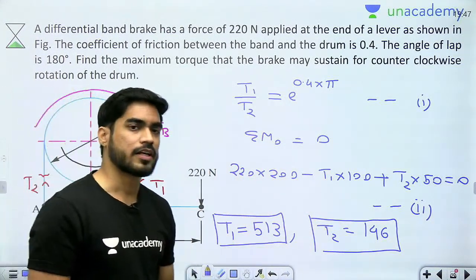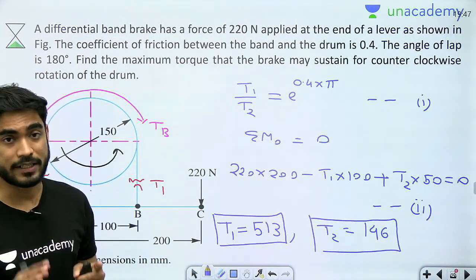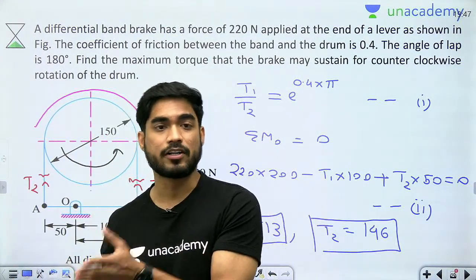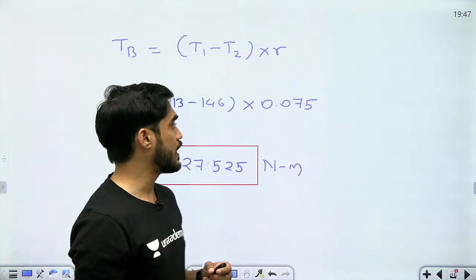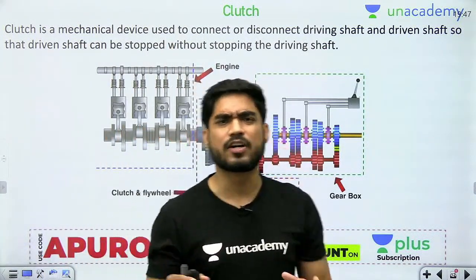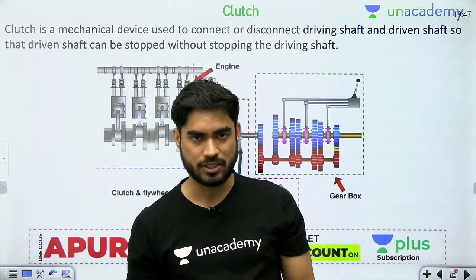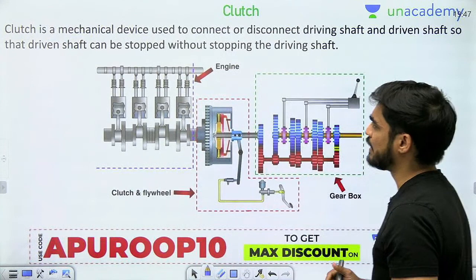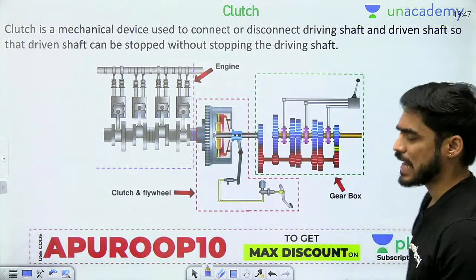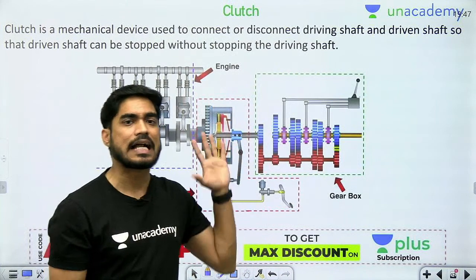Now in today's class we are starting the design of clutch, and it is a very important chapter from the exam point of view. Design of clutch is important from the theory point of view as well as the numerical point of view. So let's understand the design of clutch today. We all know what a clutch is, but let's understand the technical meaning. Why do we exactly need a clutch? A clutch is a mechanical device which is used to connect or disconnect the driving shaft and the driven shaft so that the driven shaft can be stopped without stopping the driving shaft.